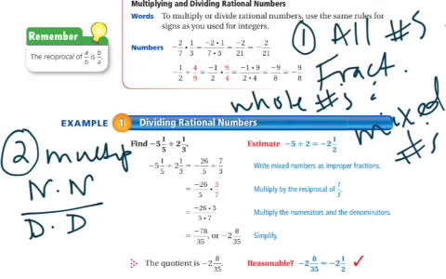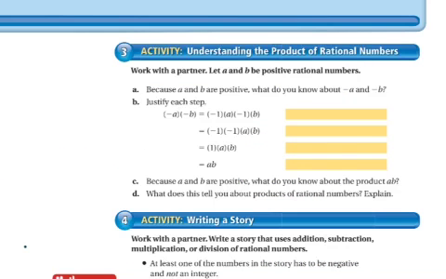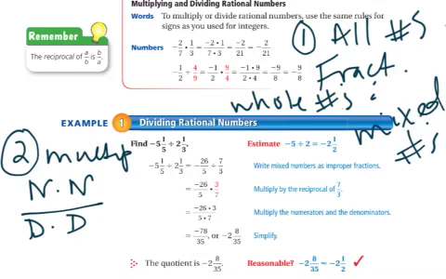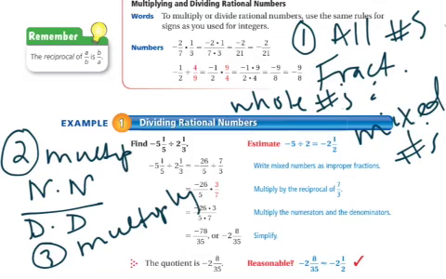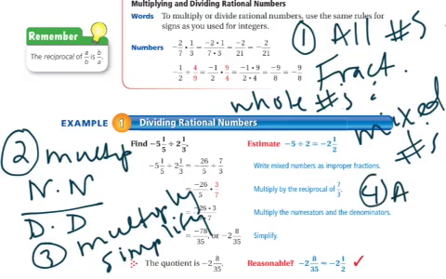So the third step then, I think I went to the next page. The third step then is to multiply and then simplify. Okay? And then your fourth step is to apply your sign. Those are your 4 steps of multiplying rational numbers or fractions.